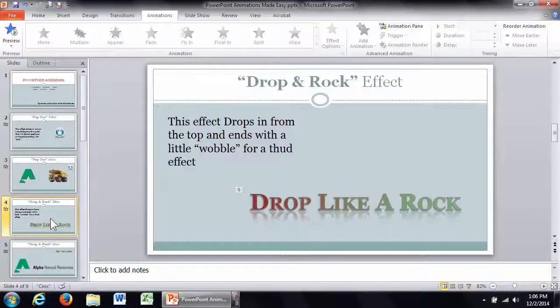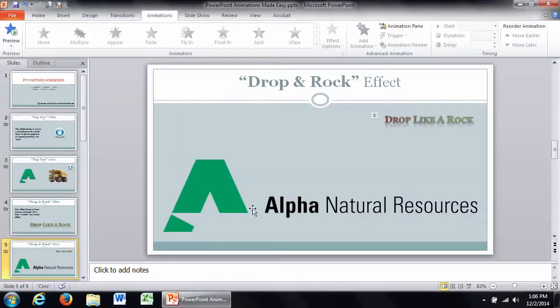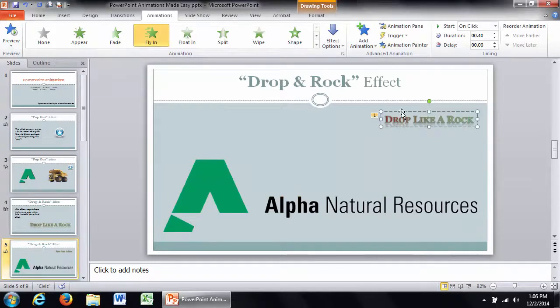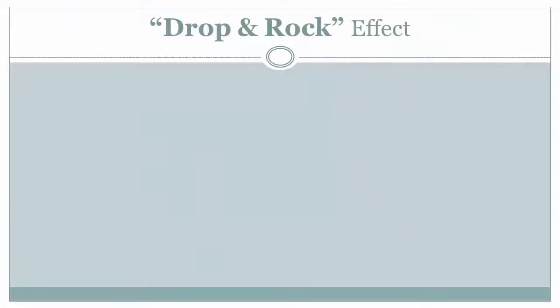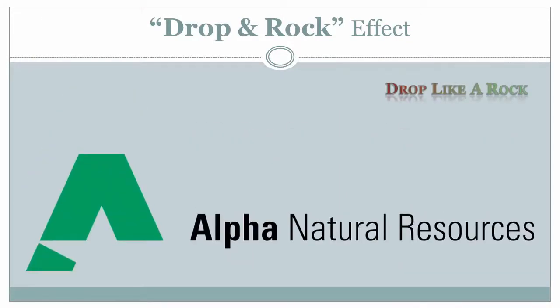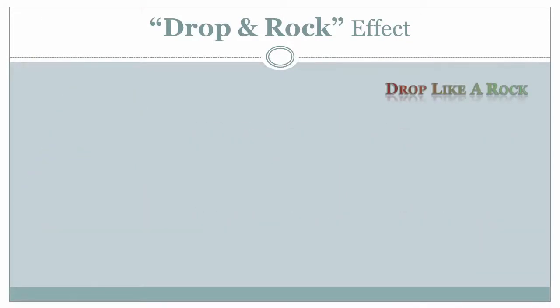Boom. Well, I can apply that to something like the Alpha logo. I can click on the object that already has the animation, hit Animation Painter, and then click on my Alpha logo. So if I were to run this slide, I'll hit my space bar, boom, there's my example, but now, big boom, there's the Alpha logo. So let's watch that again.